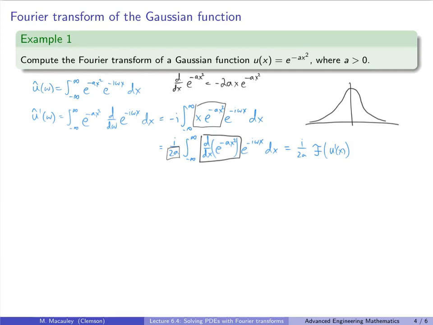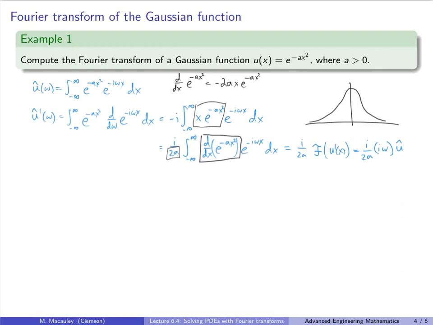So again, the Fourier transform of a function is that function times e to the negative i omega x, integrated. And that function is u prime. Next, remember what the Fourier transform of the derivative is? It's just the Fourier transform of the function times i omega. So this is i over 2a times i omega times u hat.